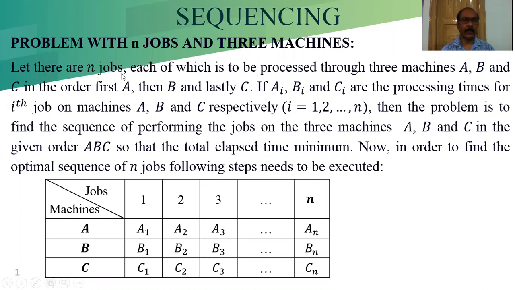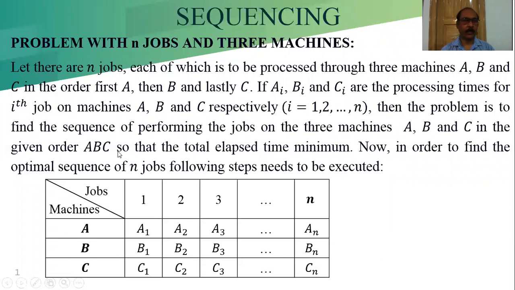Let there be n jobs, each of which is to be processed through three machines. That three machines we are calling A, B, and C. In the order, first it is processed through machine A, then through B, and lastly through C. If Ai, Bi, and Ci are the processing times for the ith job on machines A, B, and C respectively, i equals 1 to n.